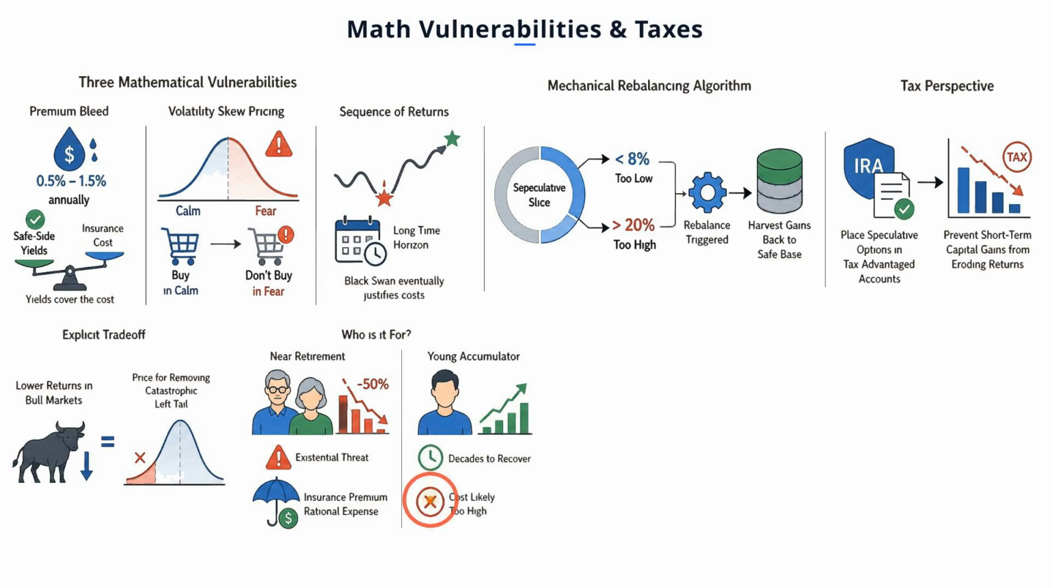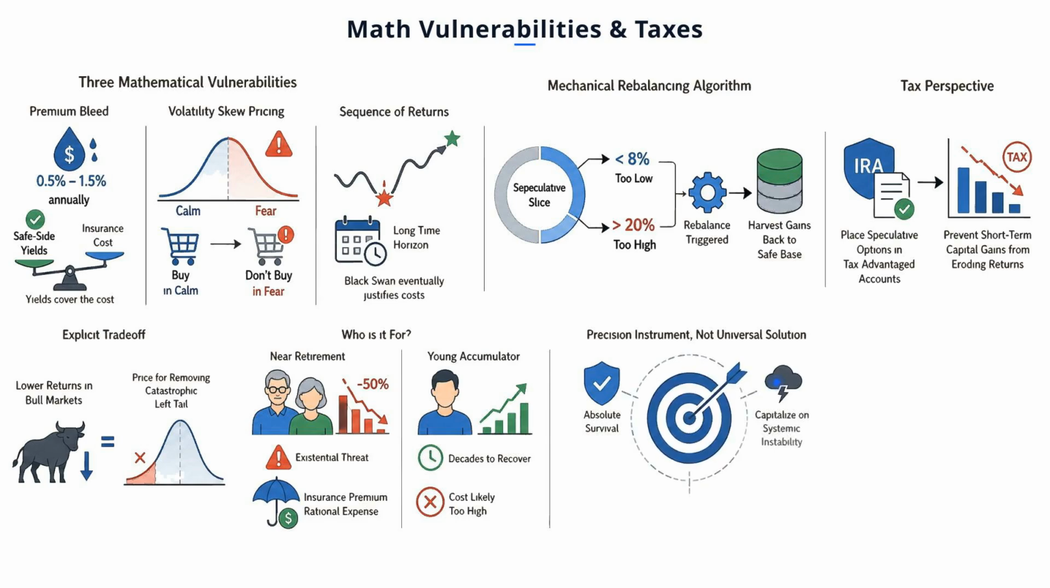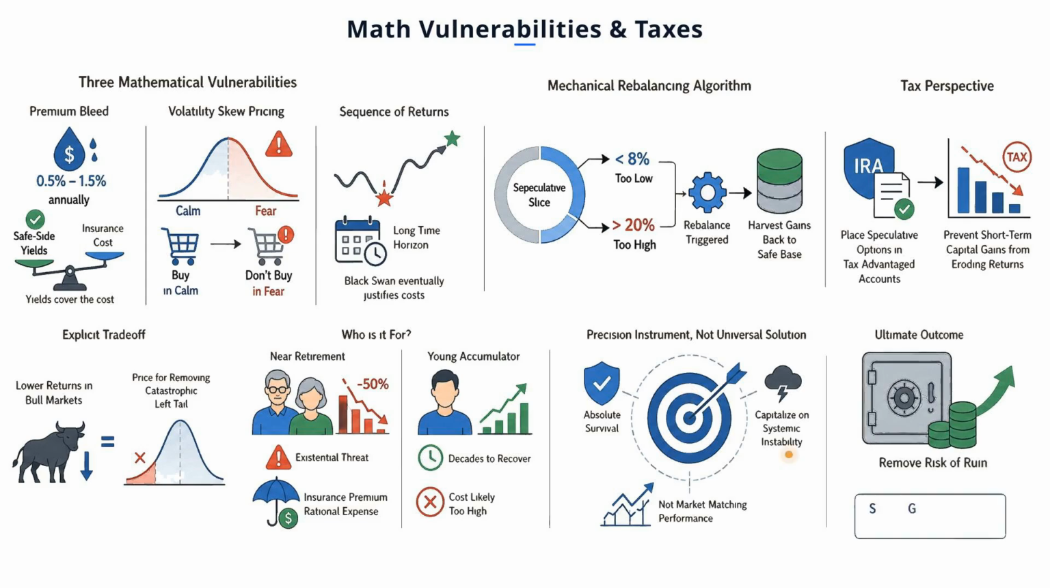high. The architecture is not a universal solution, but a precision instrument for those who prioritize absolute survival and the ability to capitalize on systemic instability over market-matching performance. By removing the risk of ruin, the investor secures the geometric mean of long-term wealth.